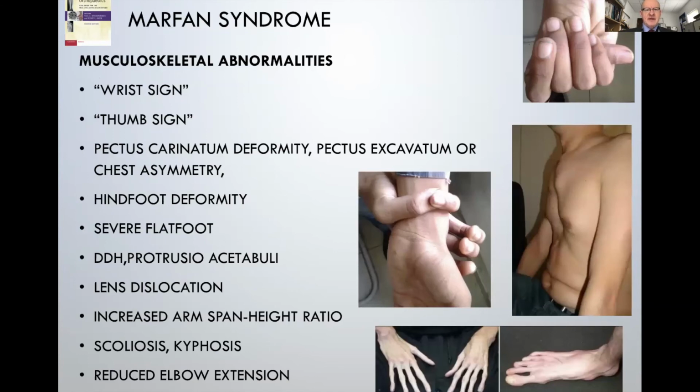Musculoskeletal abnormalities include the wrist and thumb sign, which is shown in the photographs on the slide, pectus excavatum or chest wall asymmetry, hindfoot deformities, severe flat foot, DDH or protrusio of the acetabulum, classically lens dislocation, which we all kind of learn as medical students, increased arm span to height ratio, scoliosis and kyphosis, reduced elbow extension.